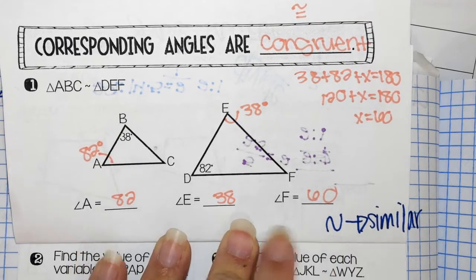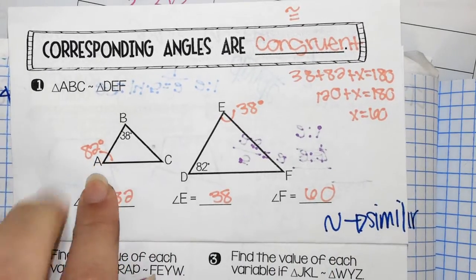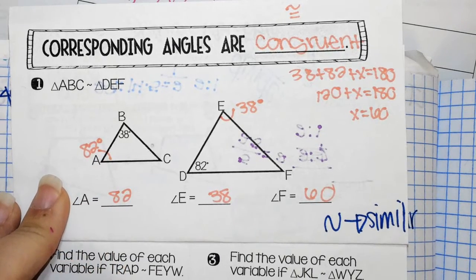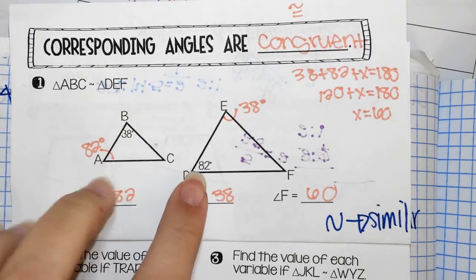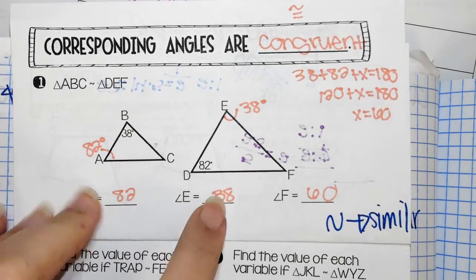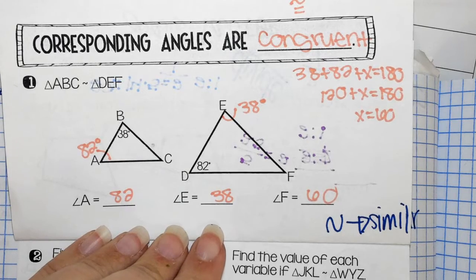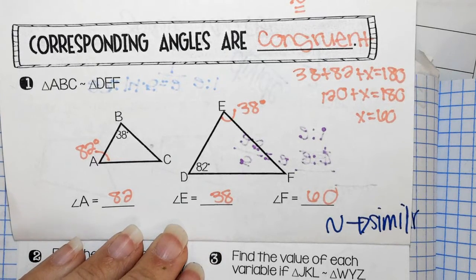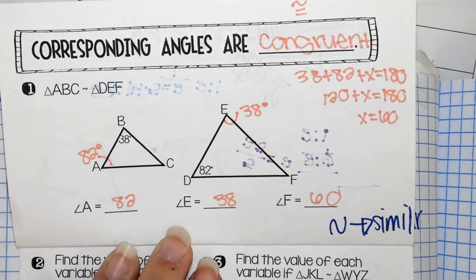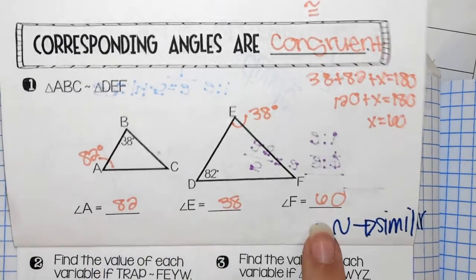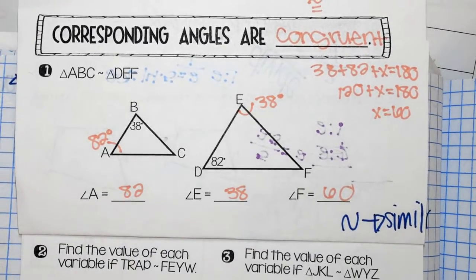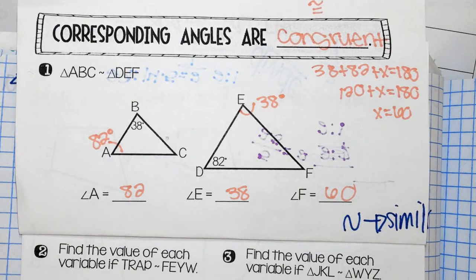All right, so angle A is 82 degrees. And why is angle A 82 degrees? Because it's congruent to the other one. Good. Take a point. All right, why is angle E 38 degrees? B is congruent to E, so it's 38 degrees. And how would you get the measure of angle F? Add them up and subtract. Fantastic.